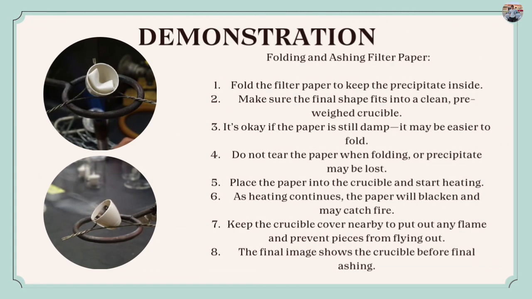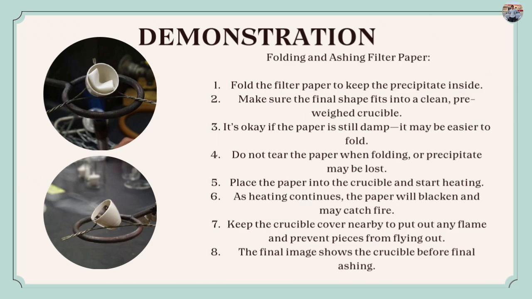The fifth demonstration, folding and ashing filter paper. Firstly, we need to fold the filter paper to keep the precipitate inside. Make sure the final shape fits into a clean, pre-weighed crucible. It's okay if the paper is still damp; it may be easier to fold. Do not tear the paper when folding or precipitate may be lost.